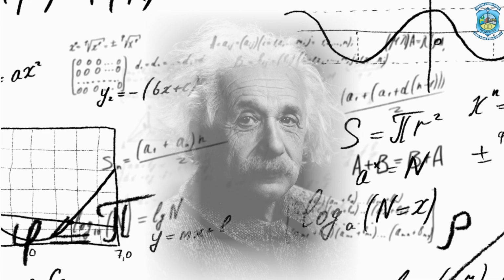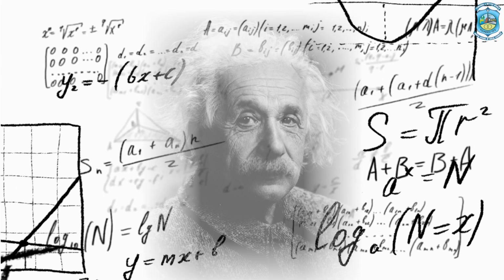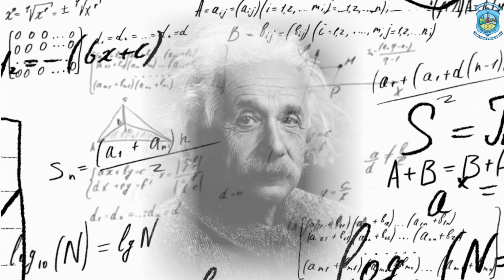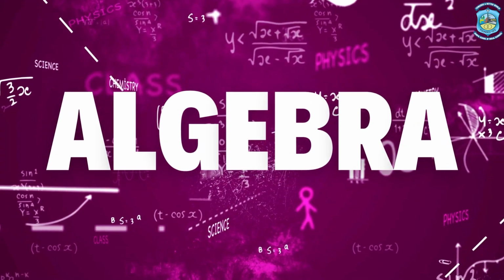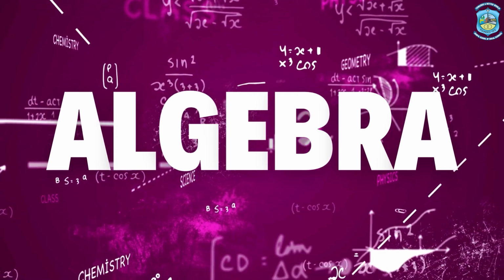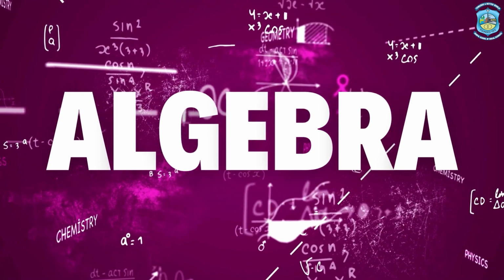According to Albert Einstein, pure mathematics in its way is the poetry of logical ideas. Today, we are going to learn an important topic from abstract algebra, a branch of pure mathematics, that is group theory.